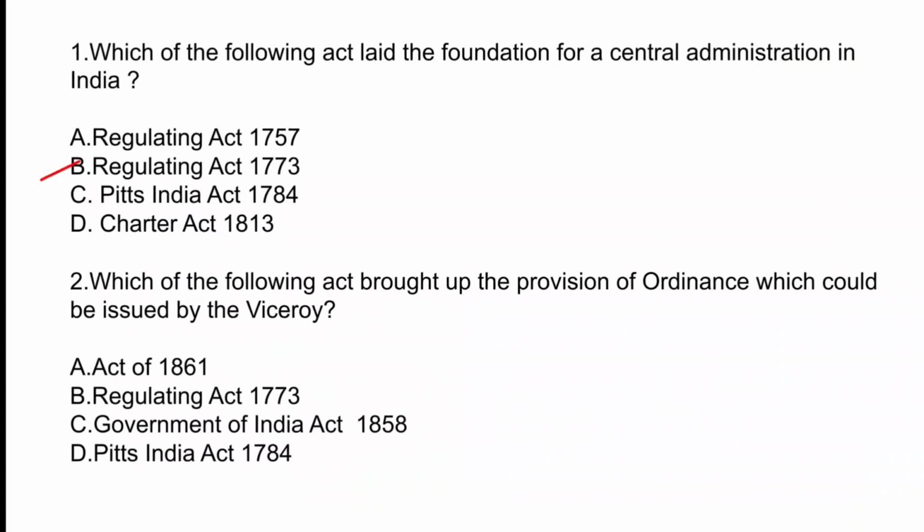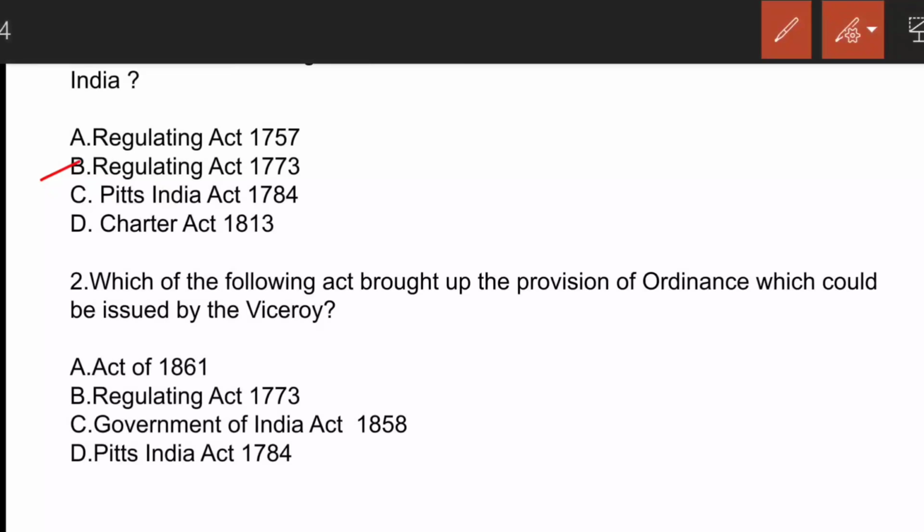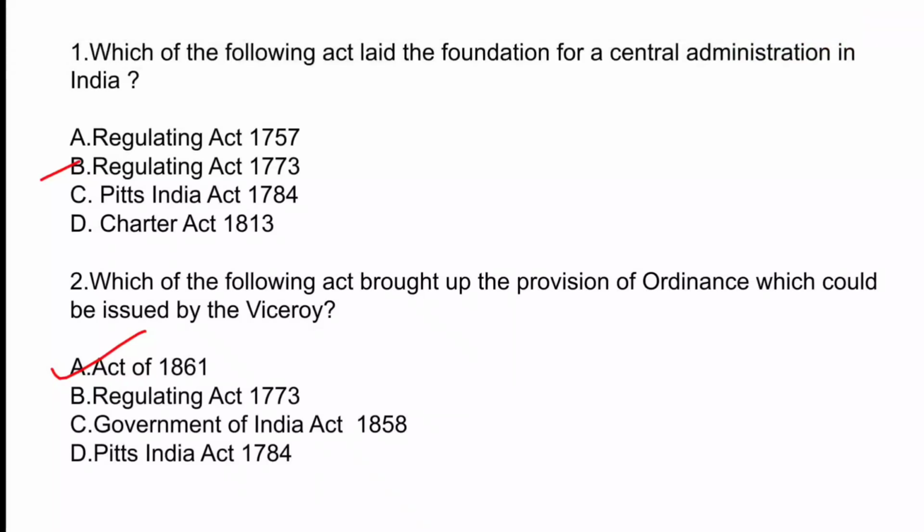Moving on to the next question. Which of the following act brought up the provision of ordinance which could be issued by the Viceroy? The correct answer here is option A. Now, the Act of 1861 marked the beginning of decentralization. The legislative powers were restored to Madras and Bombay, who were made subordinate by the Regulating Act of 1773. The Viceroy came up with a portfolio system to make transactions easier.